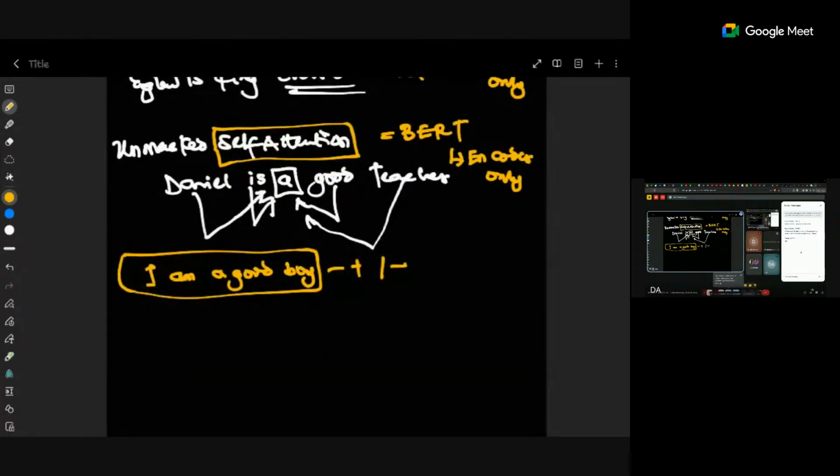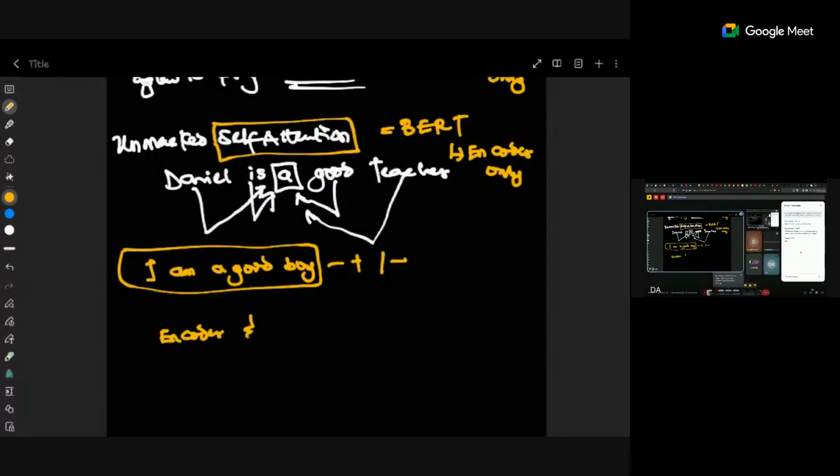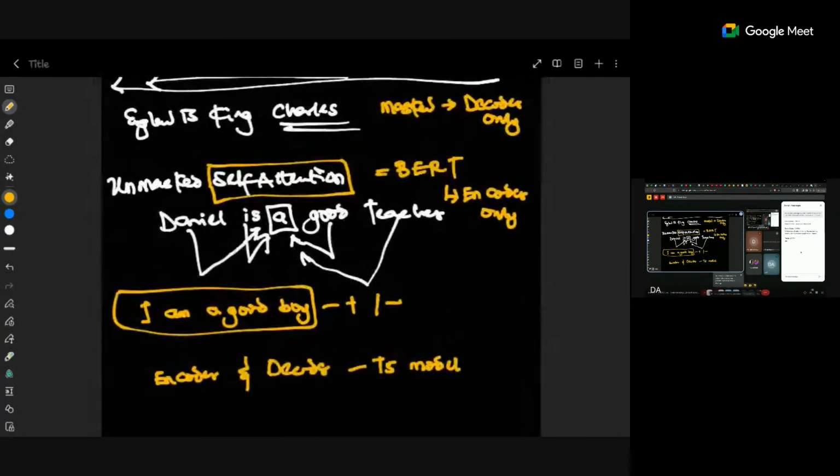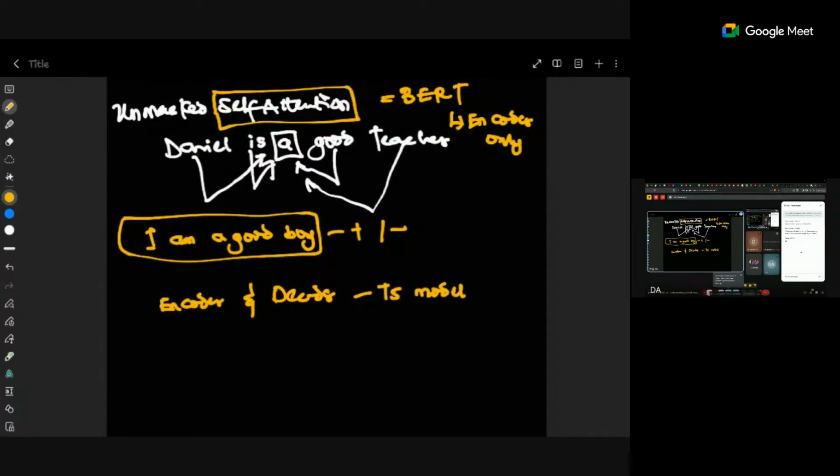Now, there's a meeting point where you have both encoder and decoder. All right. And I think you see this in models like T5 models. Can't remember. You see this in T5 models. Now, what this does is that the process done in the unmasked self-attention, let's call it full self-attention, is added to the processes you do in the masked self-attention, both of them together.